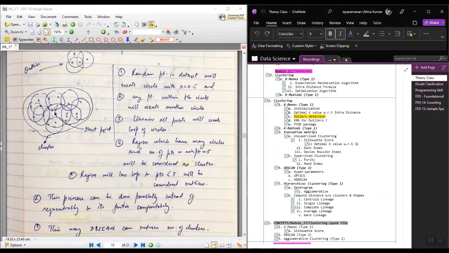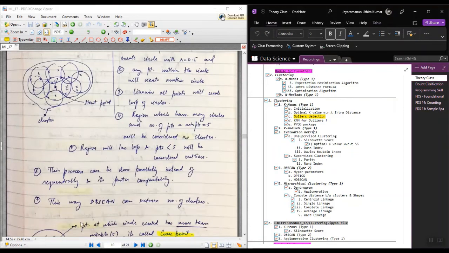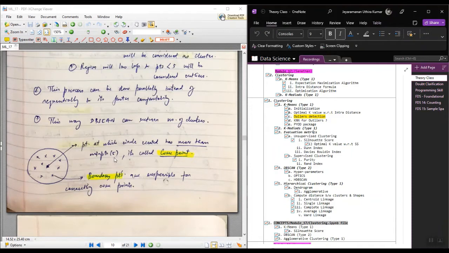This process can be done in parallel or sequentially. In parallel it will be much faster. This way DBSCAN returns the number of clusters. One more observation is that the center point is called a core point if it creates a circle and within the circle it has more than 5 points. And the boundary points are basically the connection between the core points.